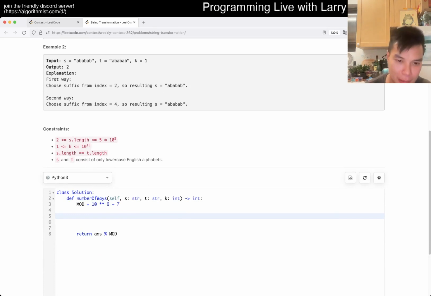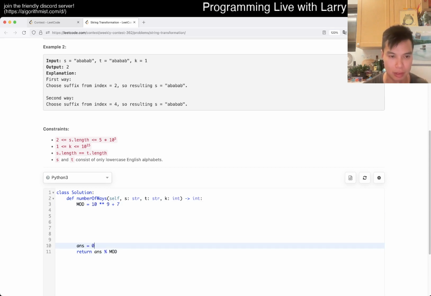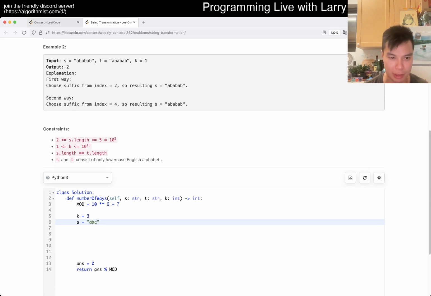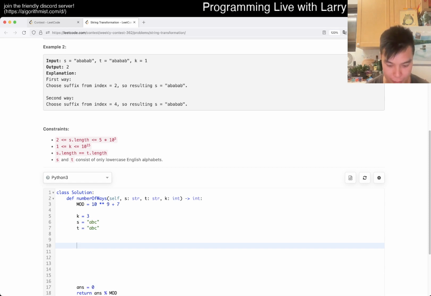Okay, I guess I don't even need a big number. I can just try some small case. All right, let's brute force the small case real quick. So for k equal to 3, s is equal to, I don't know, abc, it doesn't really matter, t is equal to abc. What would brute force look like? Brute force would look like breadth first search. Yeah, let's just do it.